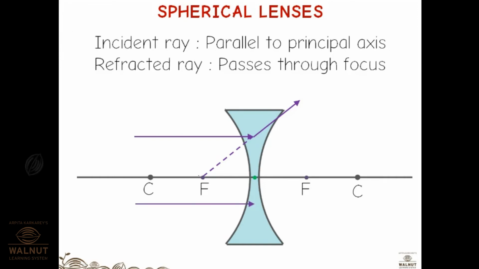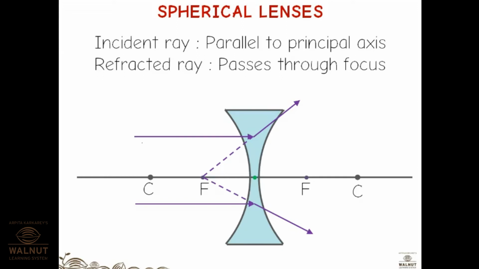So the incident rays which are parallel to the principal axis, the refracted rays which get diverged, will be passing through this focus. Understood till here? Have you understood this ray diagram of the concave lens?